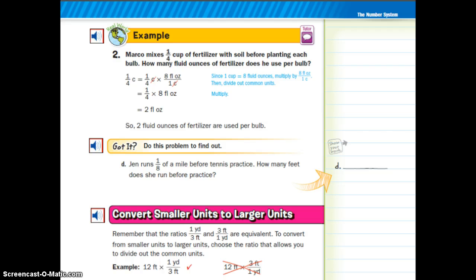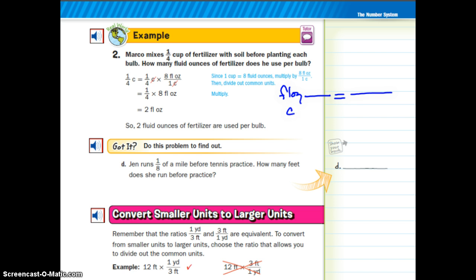Turn the page. So here we have a word problem. Marco mixes 1/4 a cup of fertilizer with soil before planting each bulb. How many fluid ounces of fertilizer does he use per bulb? And notice again, they're going to set that up as a multiplication problem, which to me just seems very complicated. I would prefer just to set this up as a proportion.